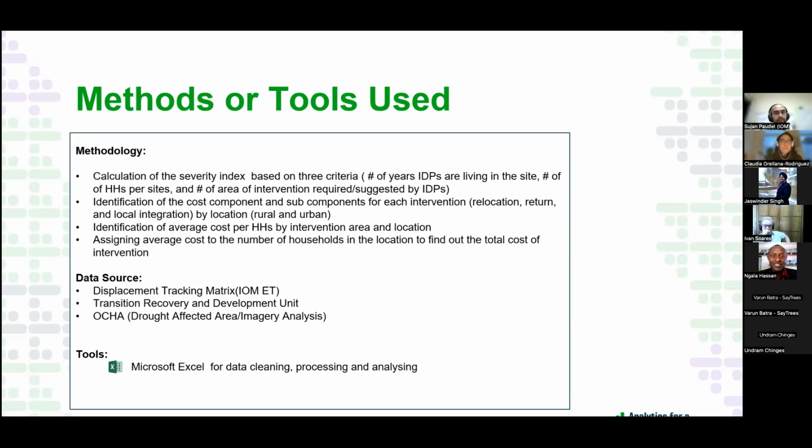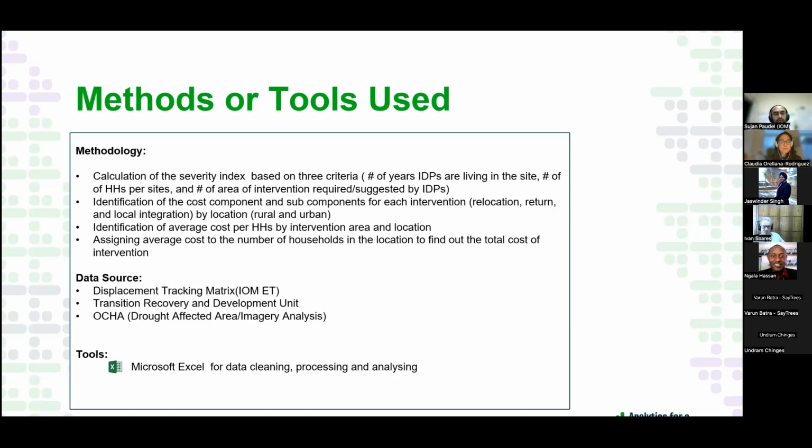The methods and tools used, I basically use the data that have been available to me from the displacement tracking matrix that we have, and the imagery analysis that was done by OCHA and the drought priority areas, and also the costs incurred for all those durable solution interventions by the durable solution working group.